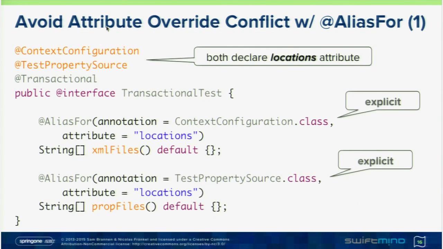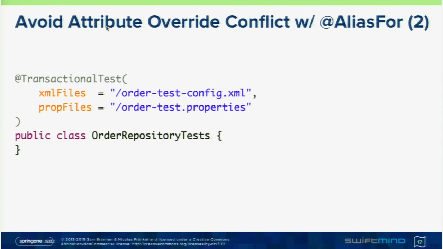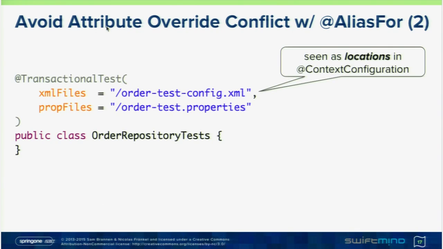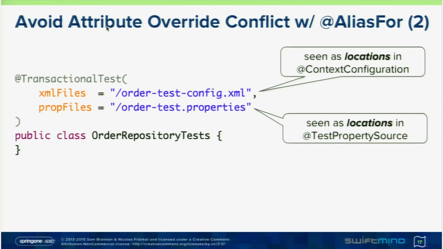So now we just have some new power. You can use this in your production code. You can also use this in your test code, beginning with Spring 4.2 and more importantly with Spring 4.2.1 with some improvements there. So then when we declare it on our test class, XML files and prop files, the first one's going to be seen as locations in @ContextConfiguration, and the second will be seen as the locations in test property source, so no problems there.